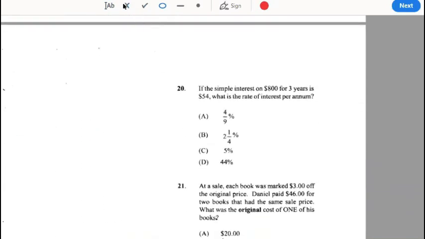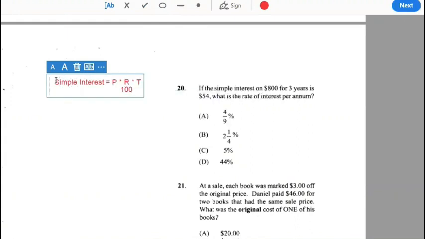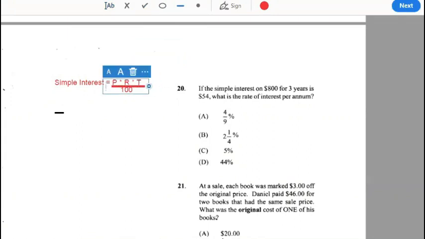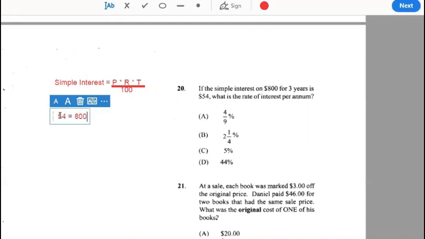$140. If the simple interest on $800 for 3 years is $54, so simple interest is 54, principal is 800, time is 3 years, what is the rate? So we're trying to find the rate in this question. So it's simple interest equal to principal times rate times time. What is the rate? So interest is $54, guys. I leave off the symbols just to work a bit faster. 800 times rate times time, which is 3 years, and all of that is divided by 100.